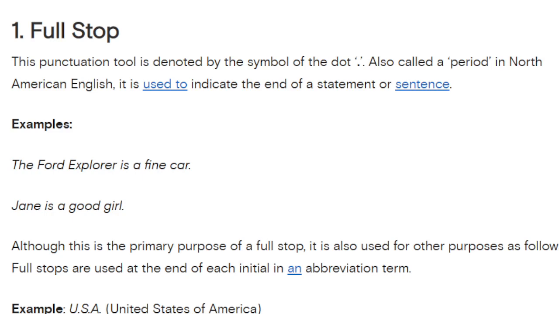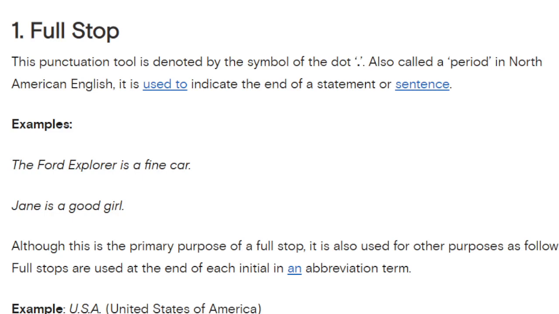For example, the Ford Explorer is a fine car. Jane is a good girl. At the word girl, the sentence is complete. Therefore, we put a dot. In example first also, the Ford Explorer is a fine car, then after that, we put a dot. This means the sentence is completed now.